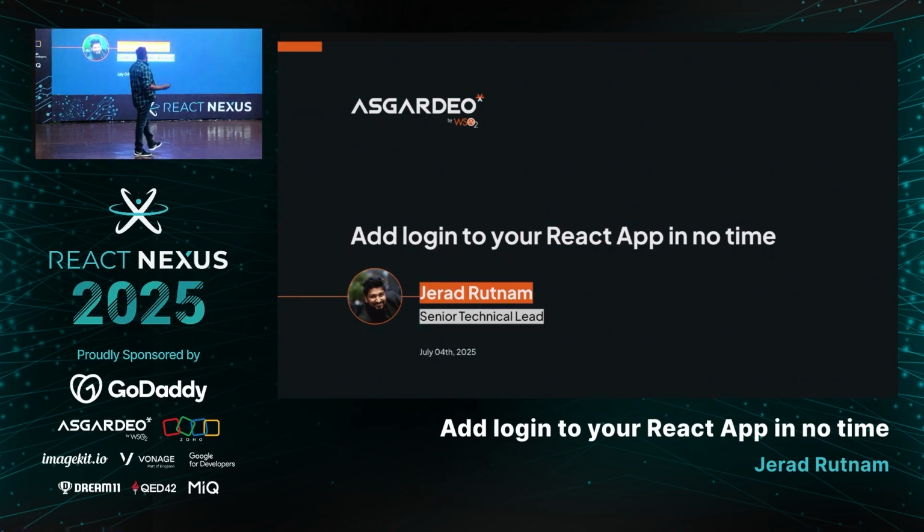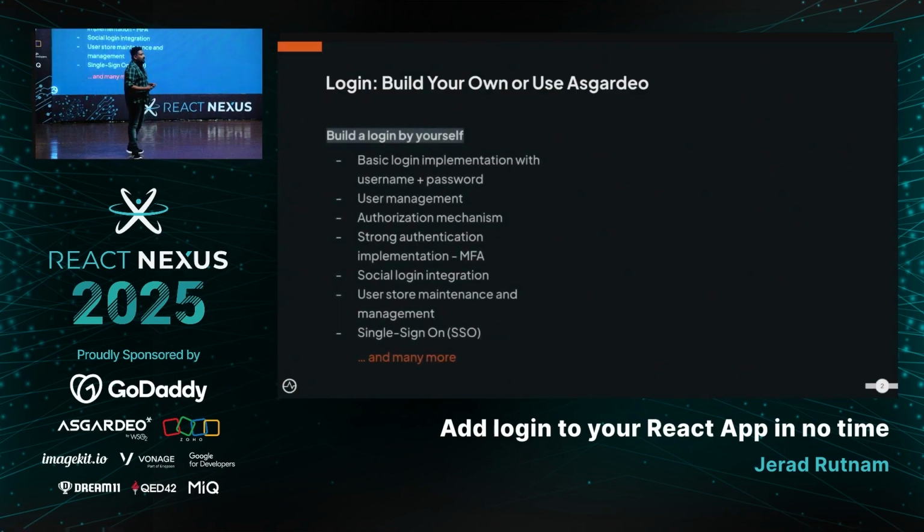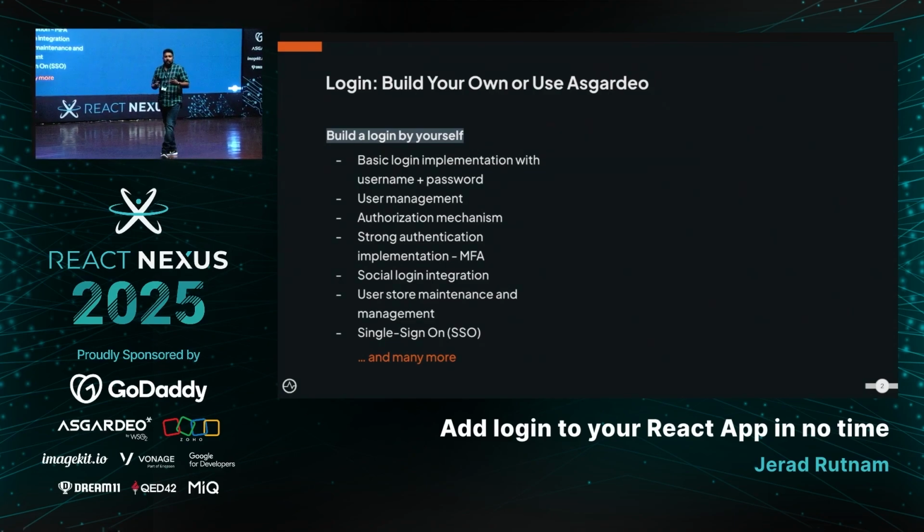So to begin with, there are two ways you can do this. One, you can build a login by yourself. The first thing first, right? When we say a login, basically what it comes is username, password as the first thing. So first you need to implement a username, password login, and then you will need to think about managing your login users. So then you have to again think about user management, right?